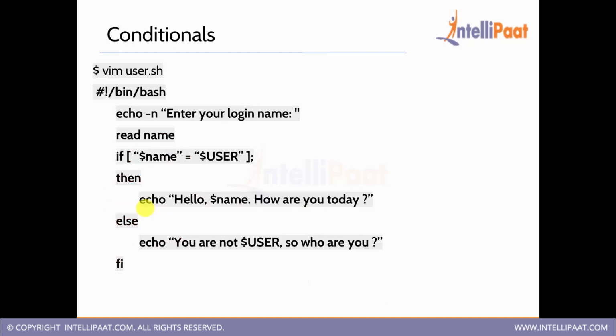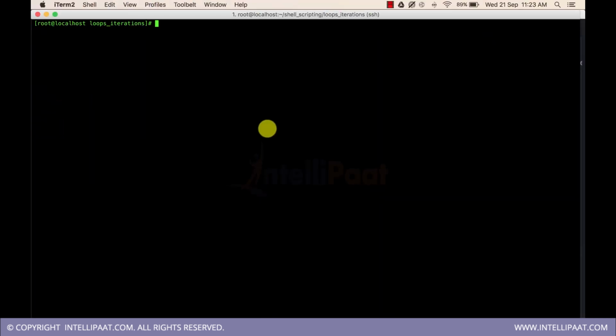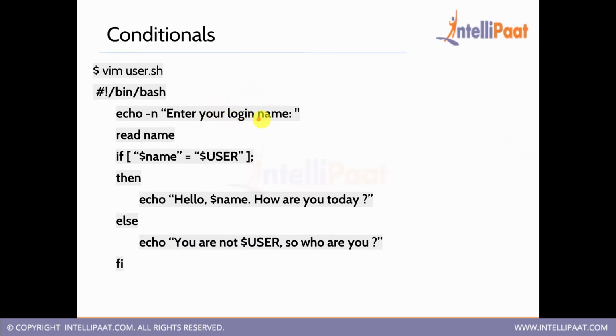So let's do some real scripts and see what exactly it is. First, here we have a shell script where we ask the user to enter the login name. Login name means the name which we are using to log in to the shell, like this one. Here you can see I have logged in as root user. I can even check it using the whoami command. Yes, so I am the root user. So that is the username it is asking.